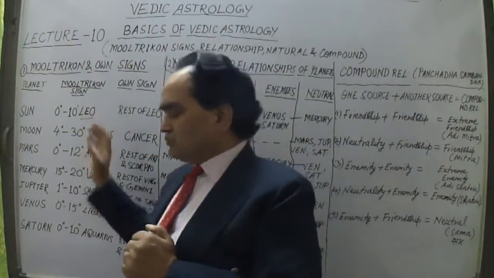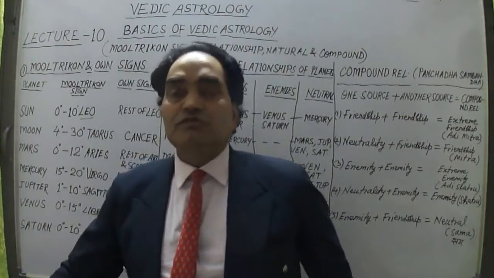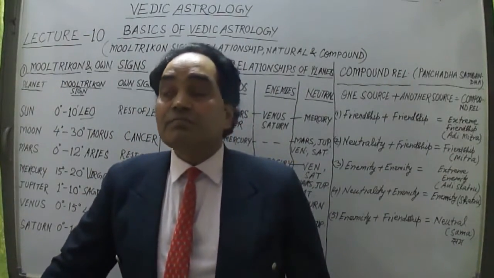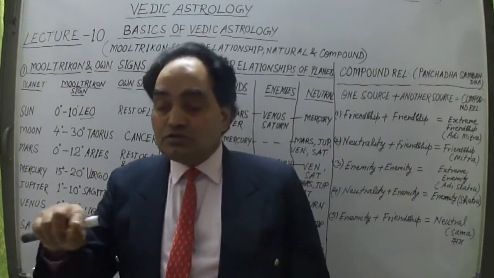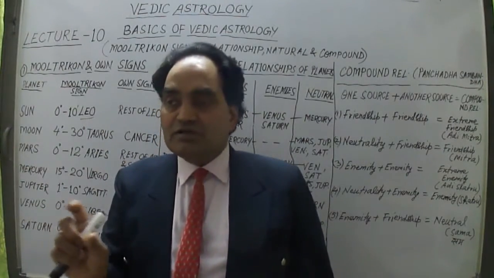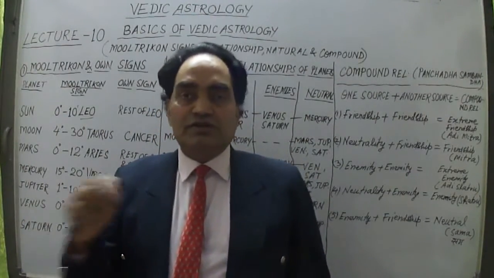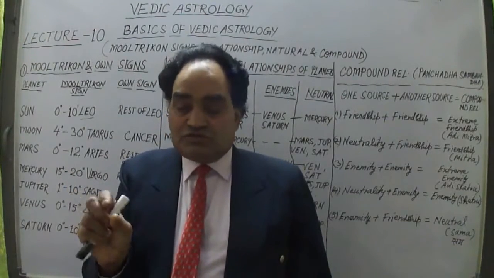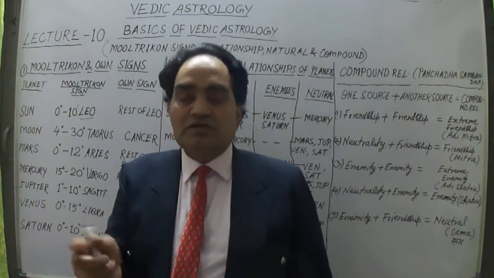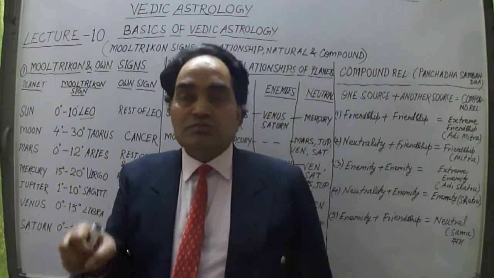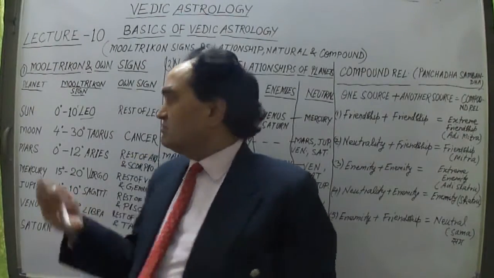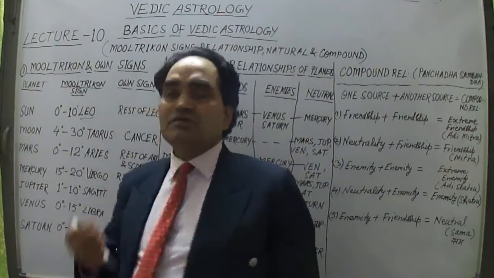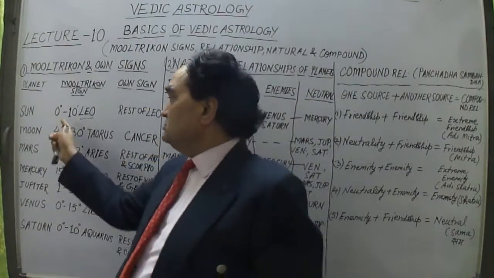So in the Leo sign, if it is the Mooltrikon sign of a planet, then the planet is more active in that period, in that space, 0 degree to 10 degree. In this region from 0 degree to 10 degree, the Sun has more power. Okay, the Sun is more powerful from 0 to 10 degree.